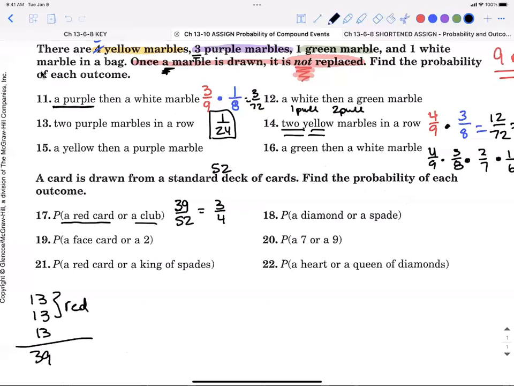How about the probability of a 7 or a 9? How many 7s are there in a deck of cards? 4. How many 9s are there in a deck of cards? So there's 8 cards in a deck out of 52. So that would make that 2 out of 13 when you reduce it. Good?